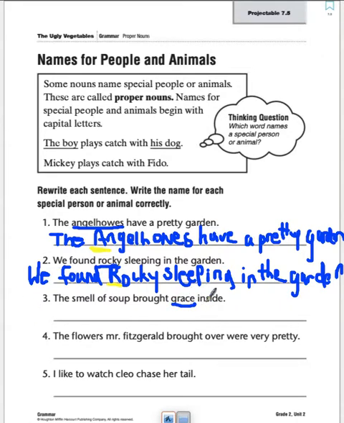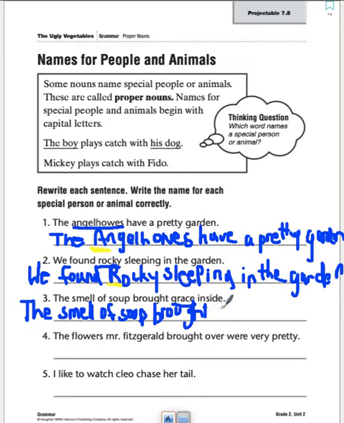So notice how this word is almost at the very end of the sentence even. And that's fine because we're still going to start our sentence with our capital T because we always start a sentence with a capital letter. And when I get to the word Grace, I'm going to put a capital G on it because it is the name of the girl in the sentence. And names always need to have capital letters on them. They are proper nouns.